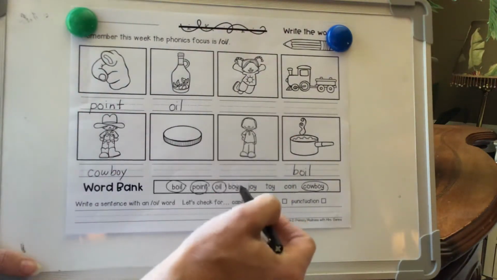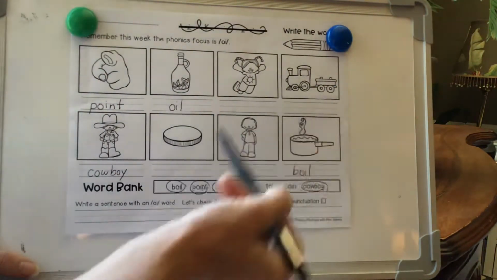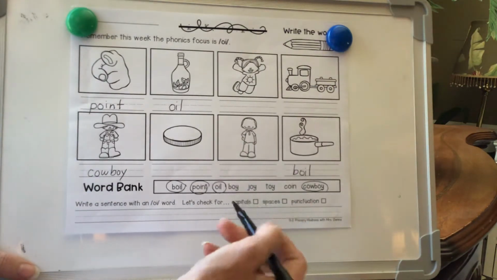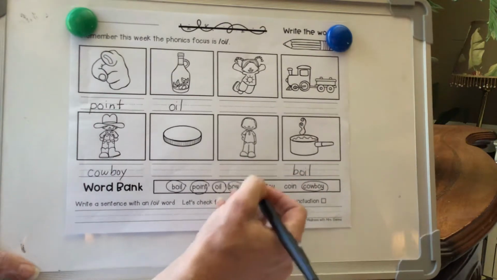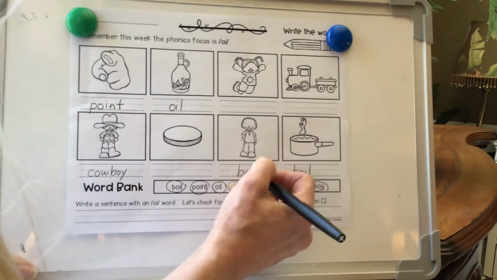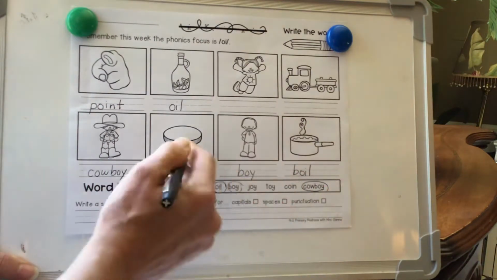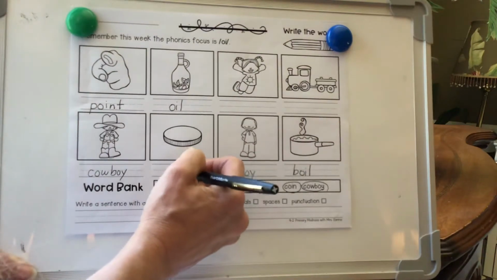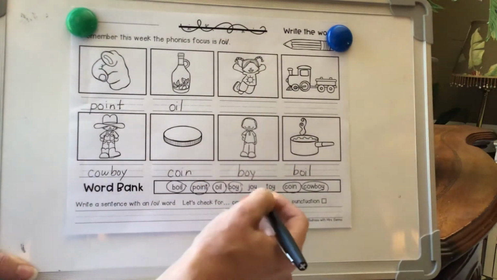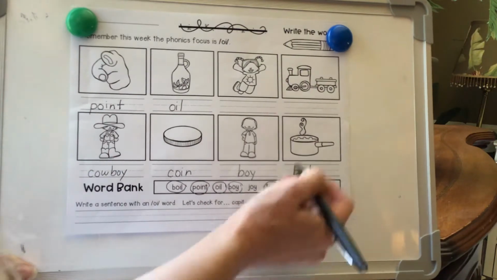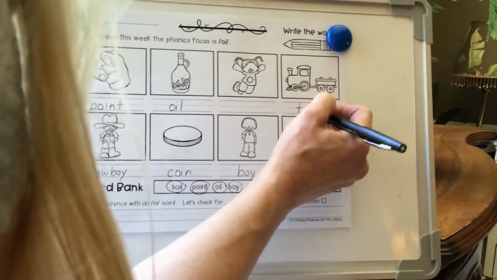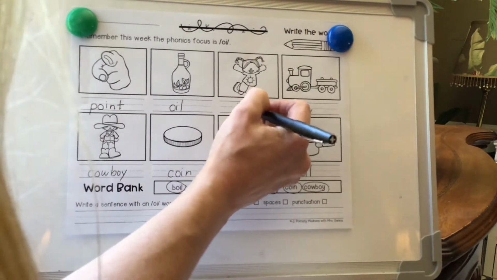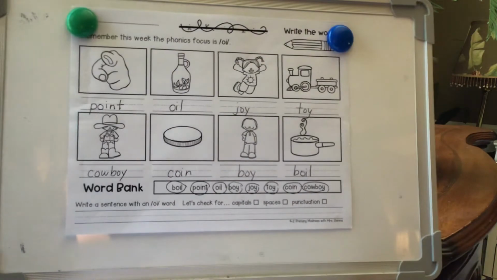All right, so we've got a couple left. 1, 2, 3, 4. So let's take a look at our choices. Boy, joy, toy, and coin. Okay. So this right here is a boy. B-O-Y. So that's done. That right here looks like it is a coin. We don't know how much, but it's definitely a circle like a coin. Then we have joy and toy. This train is a toy train. And this person is jumping for joy. So sometimes we have to go through and use different strategies to solve what we're doing.